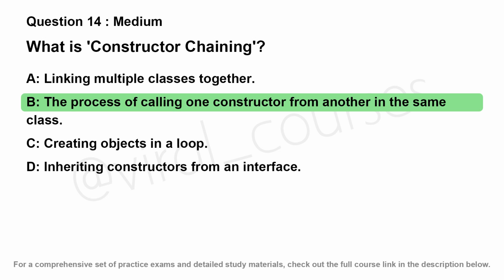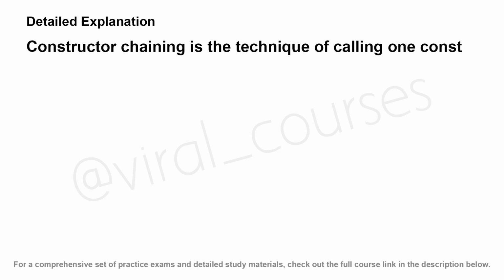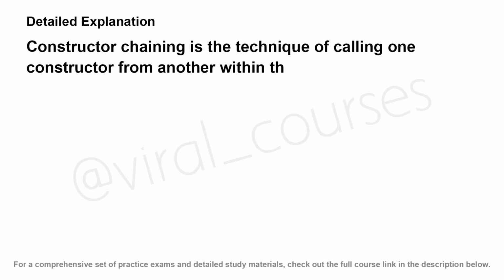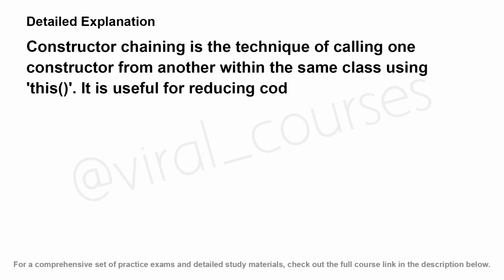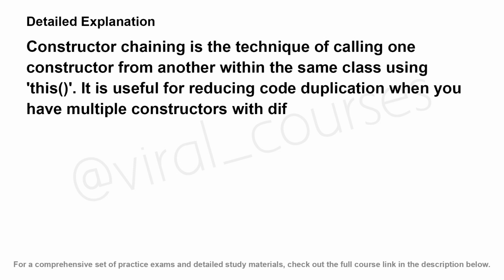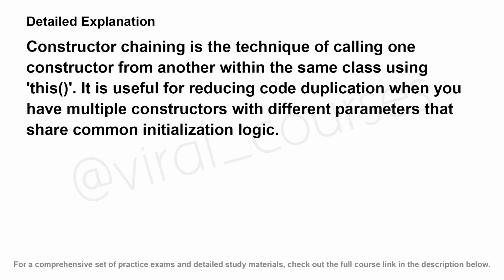The correct answer is B. Constructor chaining is the technique of calling one constructor from another within the same class using this(). It is useful for reducing code duplication when you have multiple constructors with different parameters that share common initialization logic.